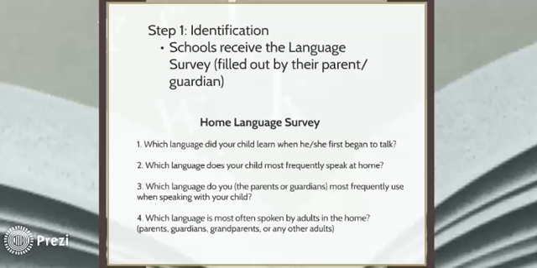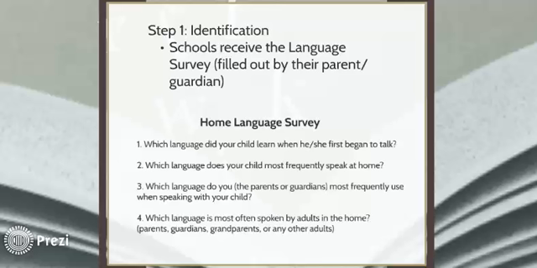Students are identified as English learners when schools receive the language survey filled out by their parents or guardians. Once it is established that the student's primary language is anything other than English, they are given the CELDT test for initial assessment.